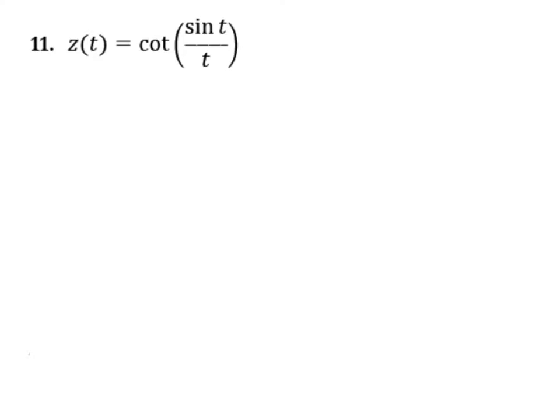So to find the derivative, we first need to identify which rules are in play. You will see that we have an outside function, cotangent, and an inside function, sine t over t. So by the chain rule, we'll need the derivative of the inside separately, and when we take the derivative of the inside, we'll need the quotient rule, which is low d high minus high d low all over low squared.